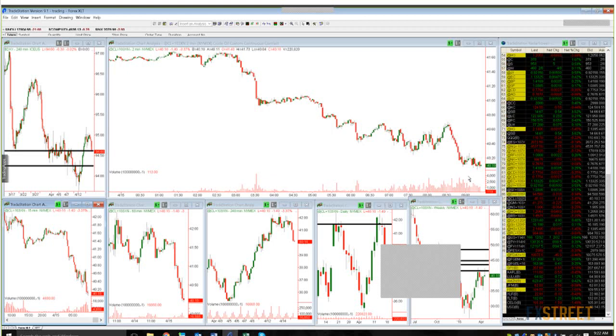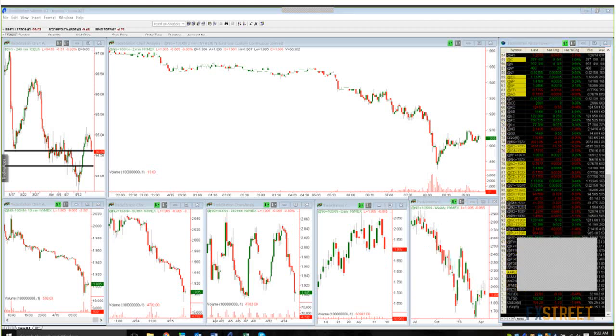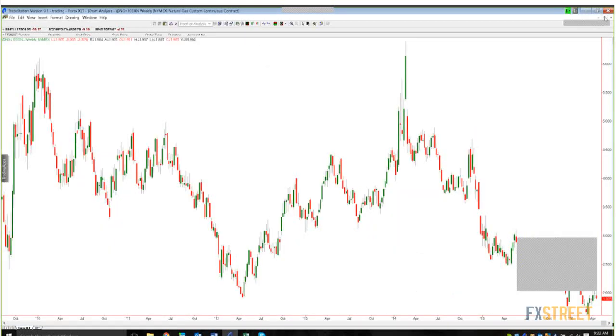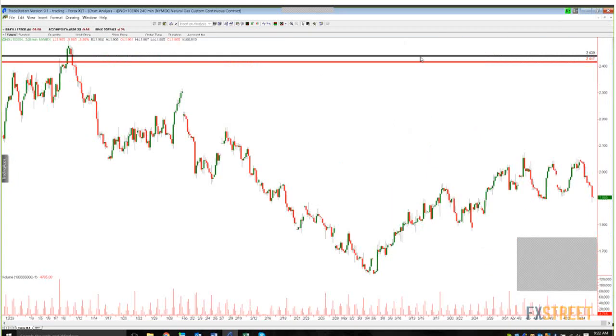Okay, natural gas. Let's take a look. There we go. So there's the weekly really quick. Not a whole lot to look at there. Daily, let's skip that one. Let's go right to this 4-hour chart.